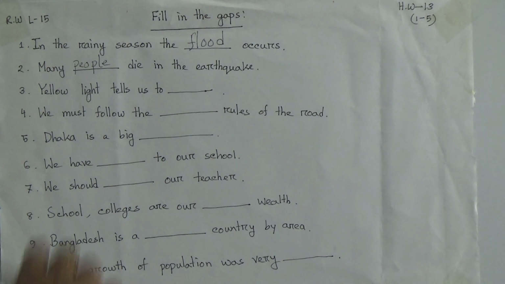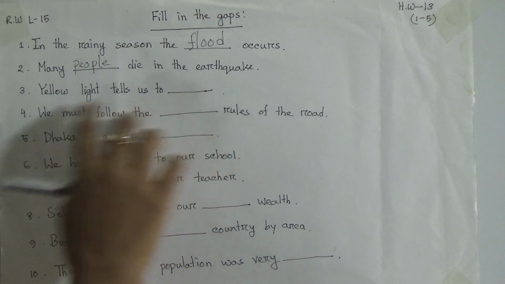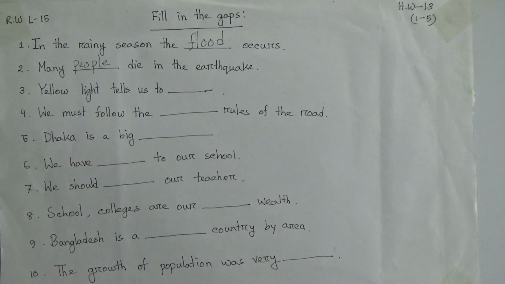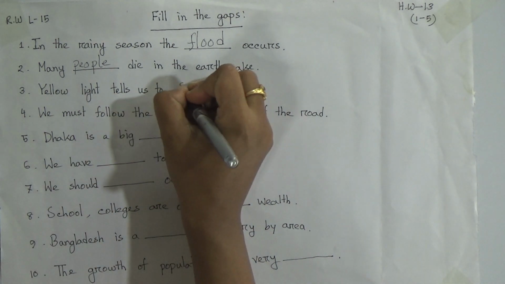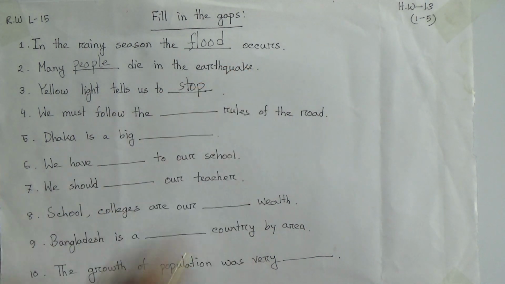Then number 3, yellow lights tell us to dash. You know, in our traffic system we have 3 lights: yellow, green and what? Red. Green lights tell us to go, yellow lights tell us to stop, and red light forbids us to go. That means yellow lights tell us to stop.